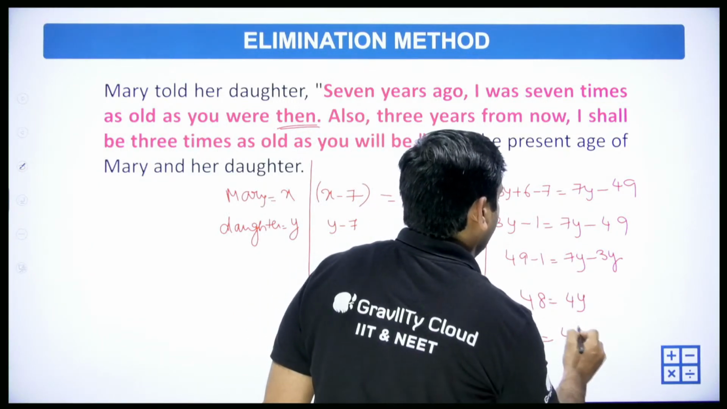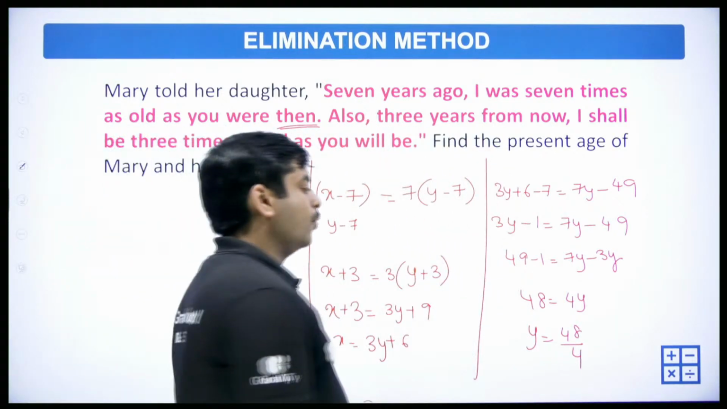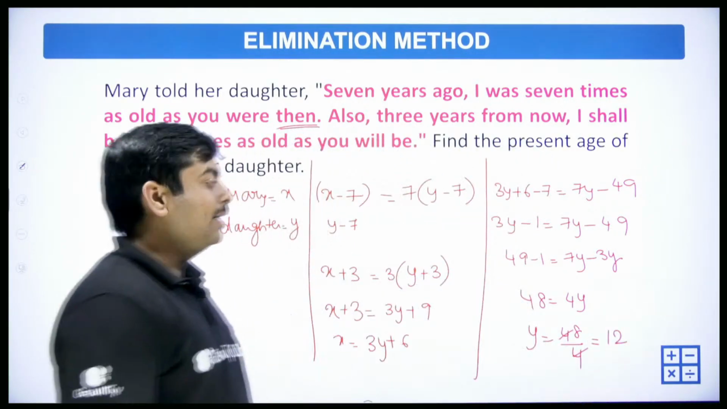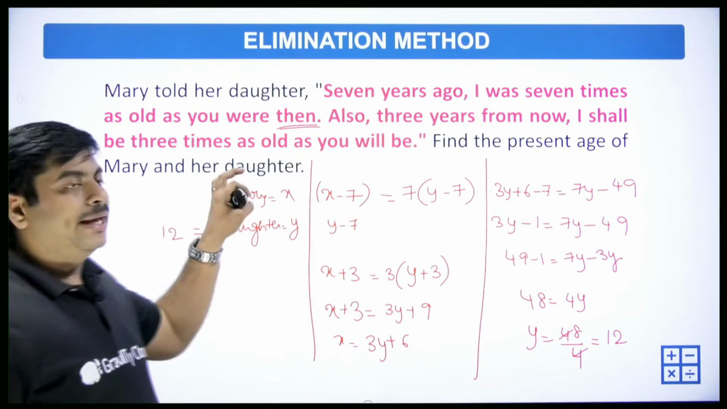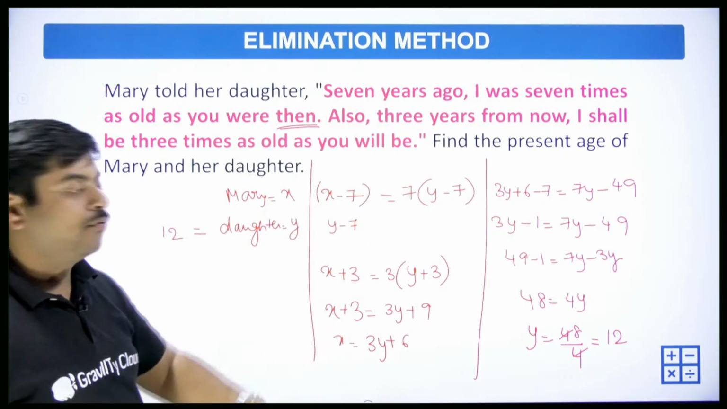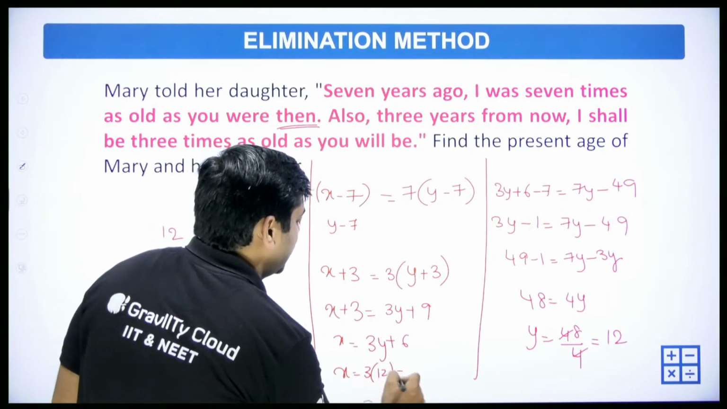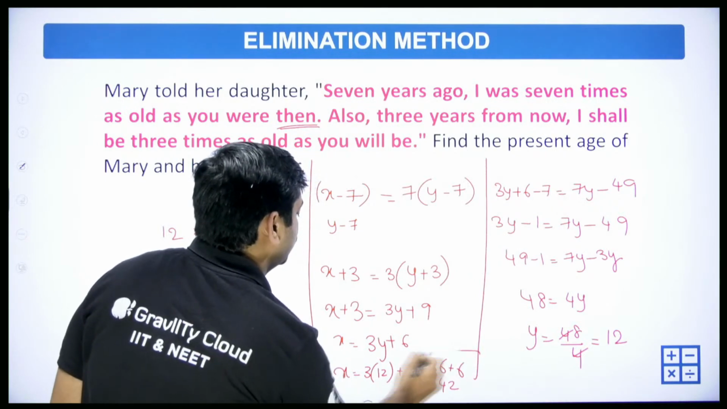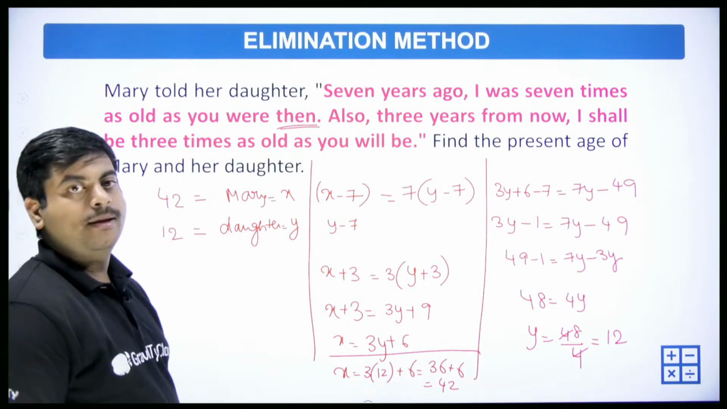So y is equal to 48 by 4. 4 ones are 4 and 4 twos are 8, so that will give you 12. y is 12. The daughter's age is 12. But we still didn't get Mary's age. So using any of the relations, substitute back and you can get the value of x. So x is equal to 3 times 12 plus 6. 3 times 12 is 36. 36 plus 6 will give you 42. So Mary's age is 42.